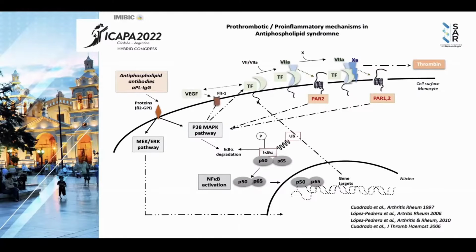It was also demonstrated that there is a close relationship between tissue factor and vascular endothelial growth factor, so that VEGF might act as a regulatory factor in aPL-mediated monocyte activation and tissue factor expression, thereby contributing to the pro-inflammatory and prothrombotic phenotype of these patients.